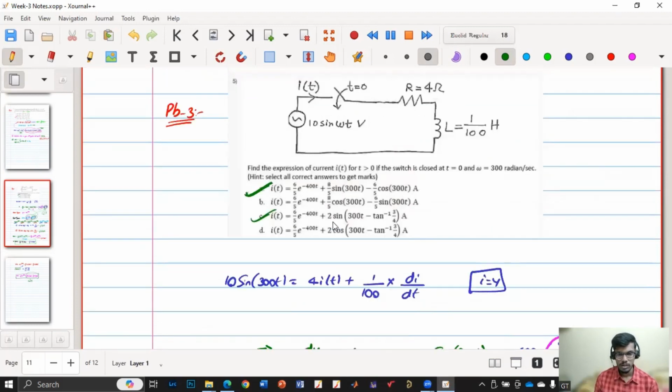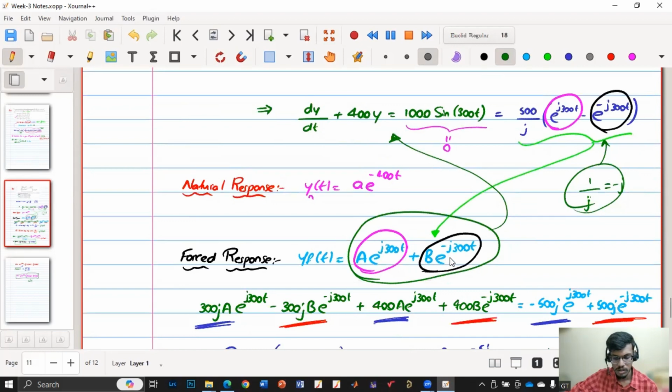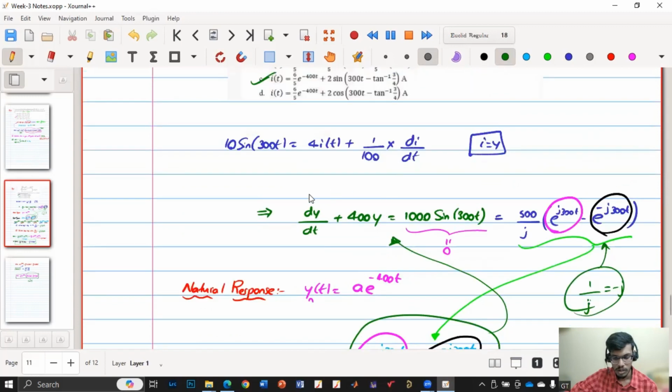Sir, for calculating the forced response in the last question, the general form was a e to the power minus at plus b e to the power bt. Sir, the a term is 400, sir. There is no e to the power 400 term here. No, no. There are two terms.